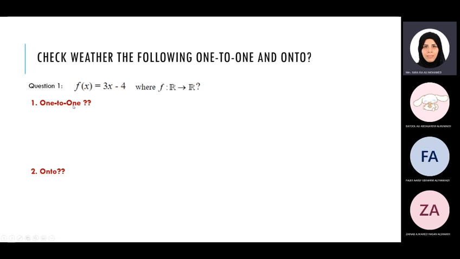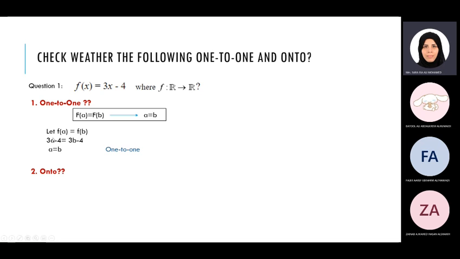If I want to test whether it is one-to-one, we said the general definition of one-to-one says: if f(a) is equal to f(b), then a is equal to b. We prove it directly. We assume the premise, f(a) equal to f(b), and we have to show that a is equal to b. So I will say: let f(a) be equal to f(b). What is f(a)? What is the image of a? It is the substitution of a in this definition: 3a minus 4 equals 3b minus 4, the image of b.